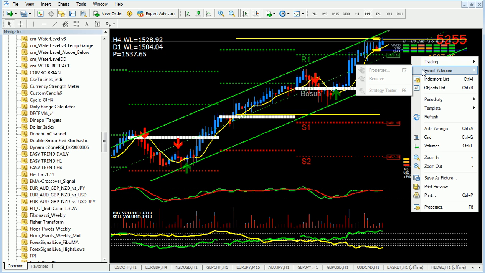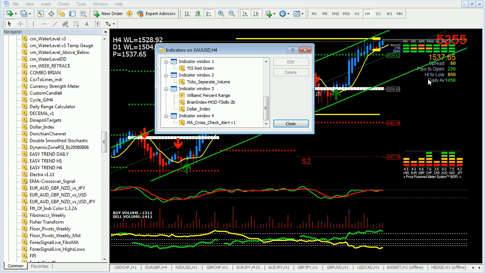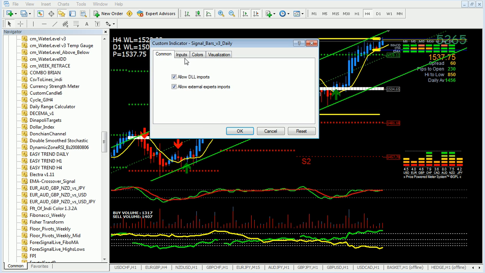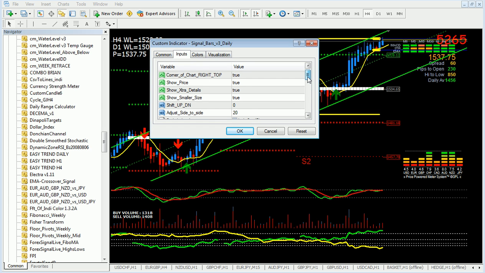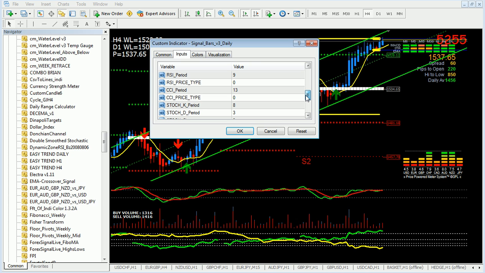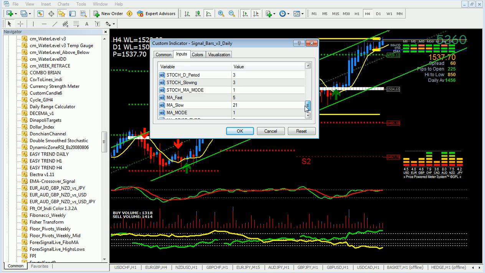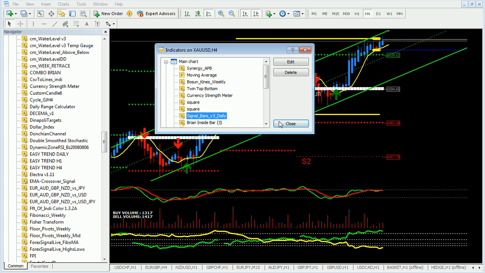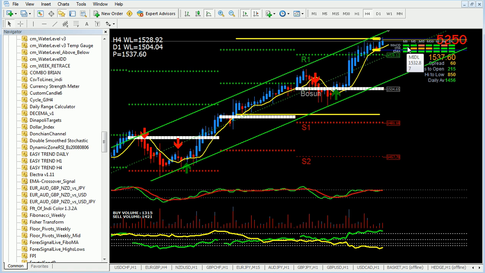Let's look at the expert advisors and give you an idea of what you can do with the signal bar, and you can put in the inputs you like and adjust to your time frame. So we've got the MACD at 5, 21 and 9. RSI, we've left that, and the stochastics, we're using 8, 3, 3, and the MA we're using 5, 21, etc. But you can put in any figure you like, so that they are an indication of your currencies in all the time frames. Isn't that good?